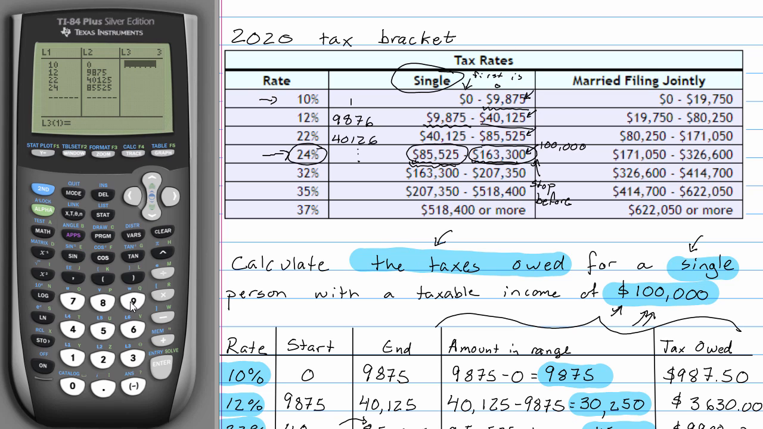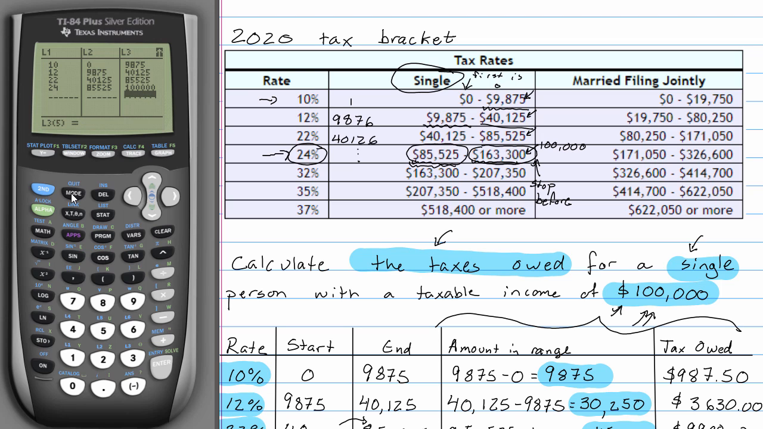So this tax bracket ends at 98.75. This tax bracket ends at 40,125. This one ends at 85,525. And this one ends at 163,000. But our person is making less than that. Our person is only making 100,000. So I've got my rates, my starting values for the tax bracket, and my ending values for the tax bracket.